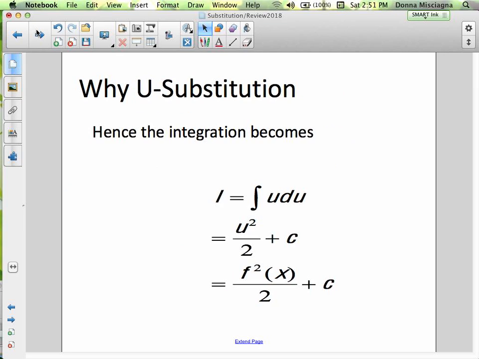And now we just substitute back, because the equation wasn't in terms of u's, it was in terms of f of x's. So we replace the u with f of x, and the integral becomes f of x, all squared, divided by 2, plus c. So now we can take a function raised to a power, rewrite it using substitution, integrate it using the power rule, and then substitute back.